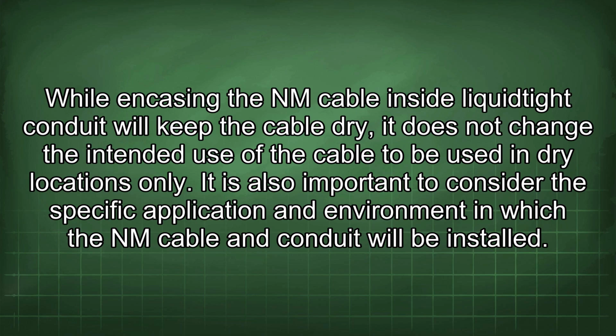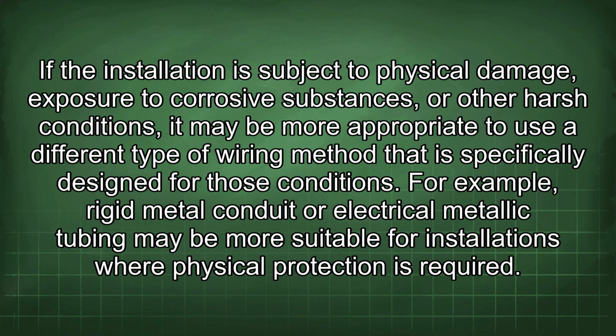It is also important to consider the specific application and environment in which the NM cable and conduit will be installed. If the installation is subject to physical damage, exposure to corrosive substances, or other harsh conditions, it may be more appropriate to use a different type of wiring method that is specifically designed for those conditions. For example, rigid metal conduit or electrical metallic tubing may be more suitable for installations where physical protection is required.